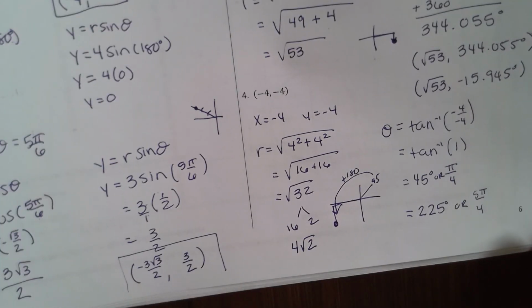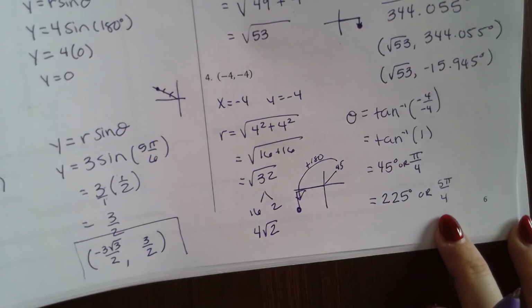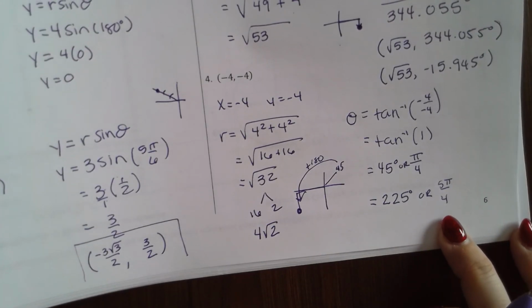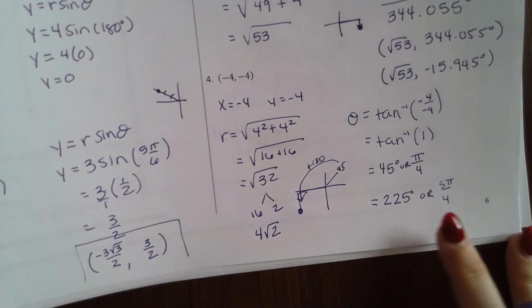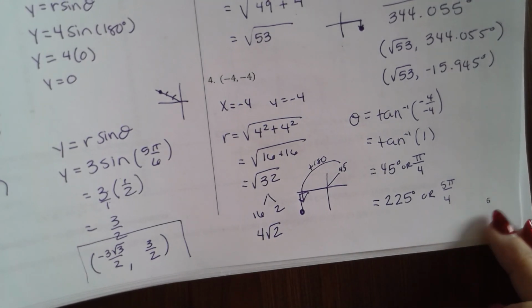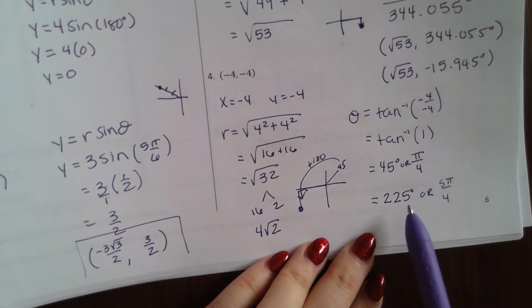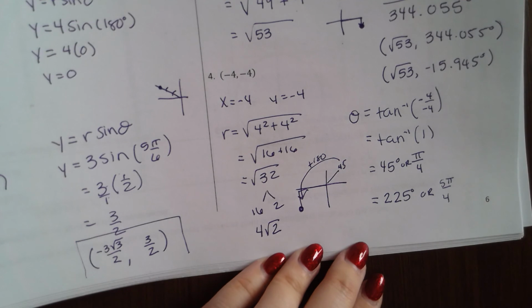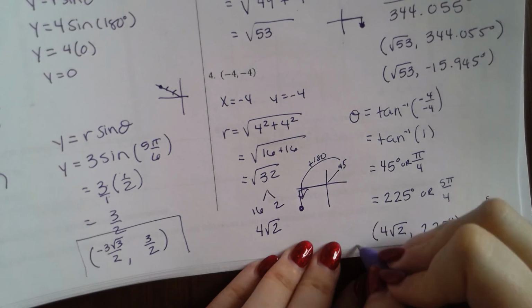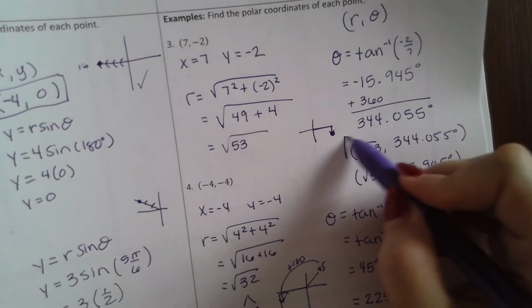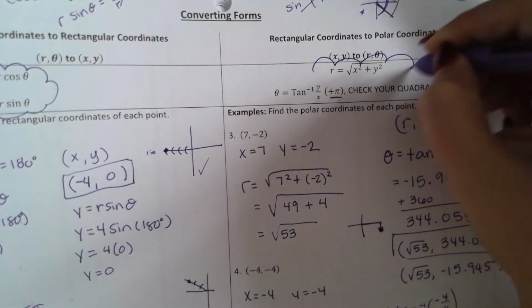Once again, I don't really care if you answer in degrees or radians. Okay, both of these are technically correct. It does not matter to me which one you do. However, you have to make sure in MathXL it's going to specify if you have to answer in degrees or radians. So just follow what MathXL says. So we have 4 root 2, comma 225 degrees. And these are the formulas that we have to remember.